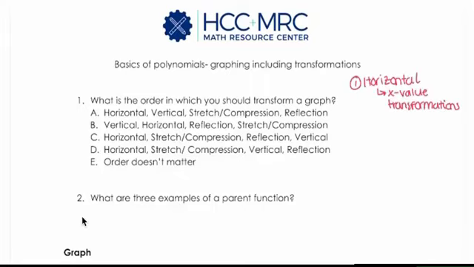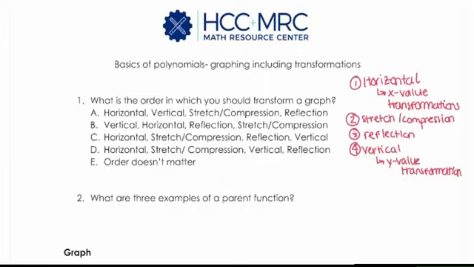This gives you a really good starting point to work off of. Then you should always move on to stretch and compression because you want to know if your graph gets bigger or if it gets smaller. Then from there, you're able to go into reflection, which is either going to be across the x or y axis. And lastly, you should do your vertical transformations, which are your y values.